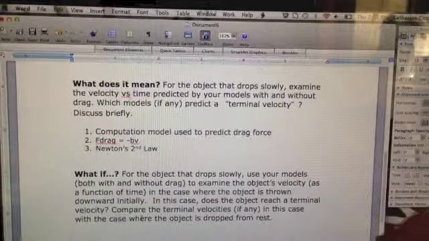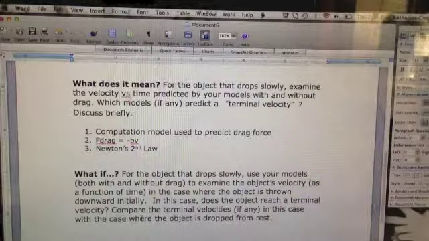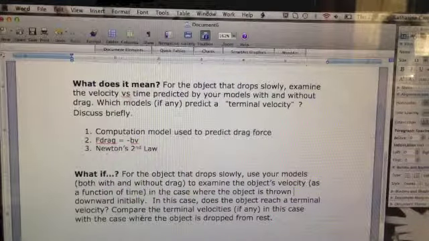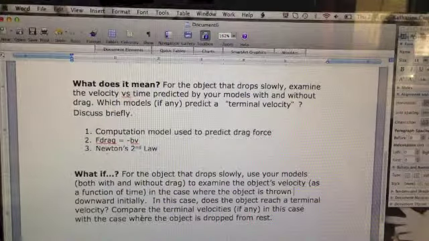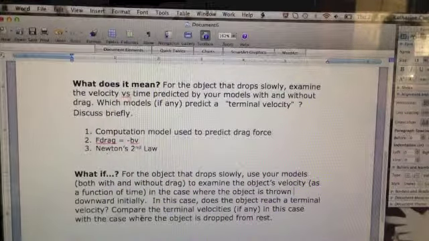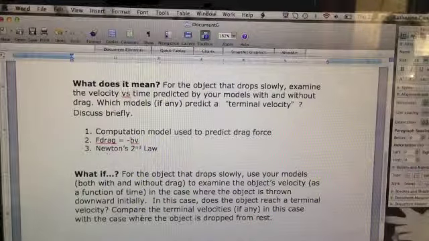But if the object is dropped with initial velocity in the negative y direction, and drag is not taken into account in the force acting on the object, the velocity just keeps increasing in the negative y direction, and a terminal velocity is never reached.